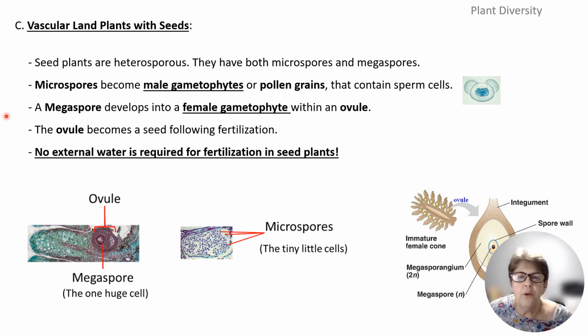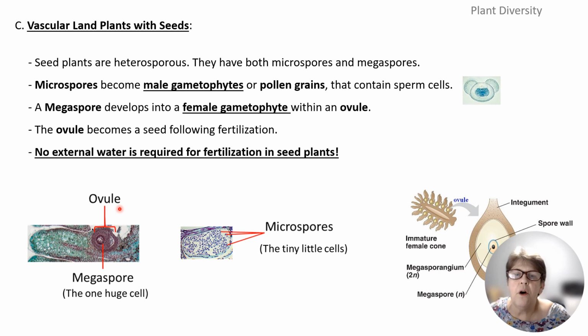So a megaspore develops into a female gametophyte. So the larger one's the female gametophyte, and that is within an ovule. And too bad I can't get rid of my picture because it's blocking this picture. But you still can see the megaspore here, and you'll be able to see it in your PowerPoint that's in your Brightspace. Here's the megasporangium and so forth. So it's a larger one. The ovule becomes a seed following fertilization. So after the sperm gets to the ovule, that's going to become a seed.